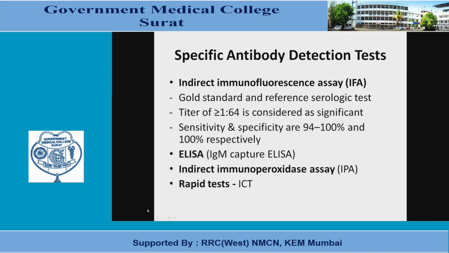Which are the specific antibody tests? Indirect immunofluorescent assay, IFA, is the gold standard and reference serological test. A titer of greater than or equal to 1:64 is considered significant. Sensitivity and specificity are 94 to 100% and 100% respectively. ELISA can be done, indirect immunoperoxidase assay can be done, and rapid tests can be done. But the main gold standard is the indirect immunofluorescent assay.